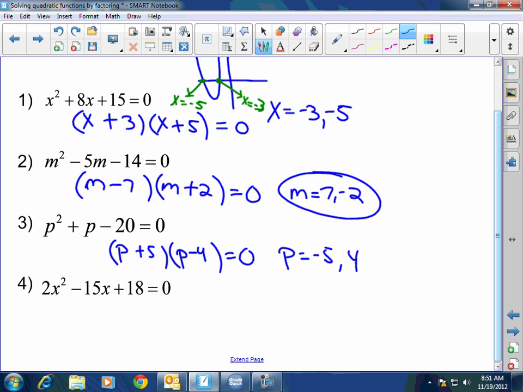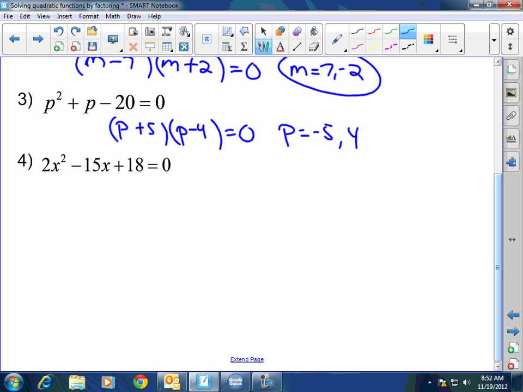Number 4. 2x squared minus 15x plus 18. Can I factor out a GCF? No. So I'm going to go ahead and do the Cuban method. 2 times 18 is 36. That's my new C. What times what is positive 36, but when added together is negative 15?